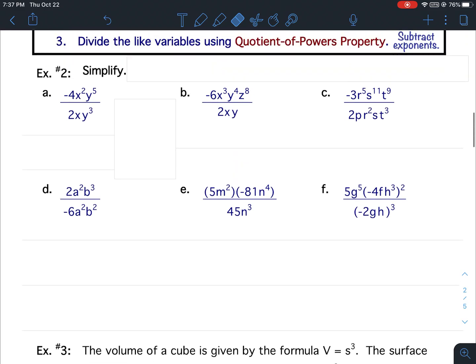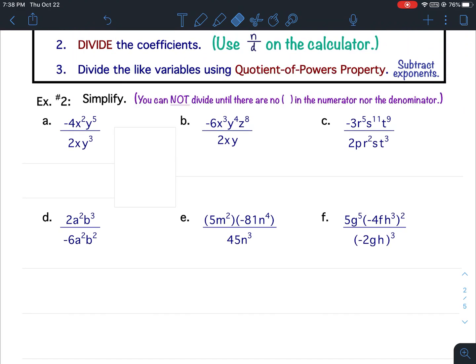So, you cannot divide until there are no parentheses in the numerator nor in the denominator. So please pause your video and write that down.